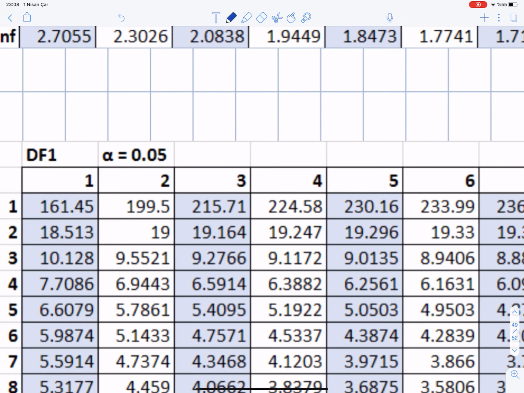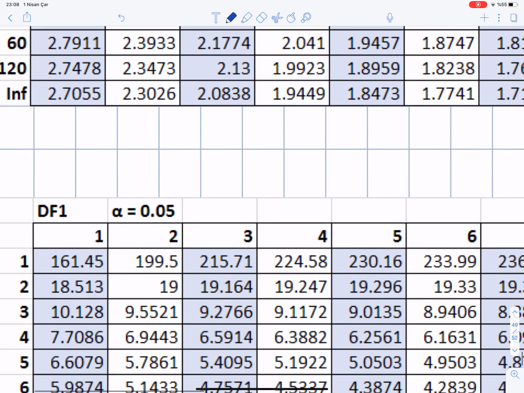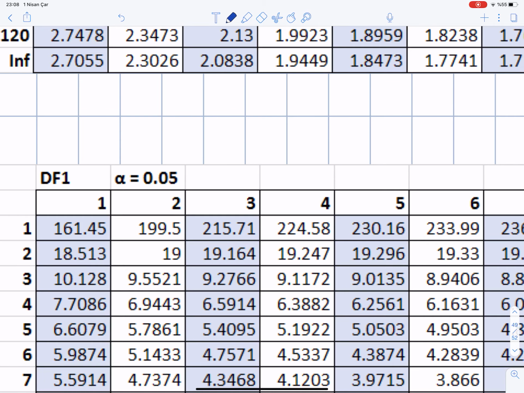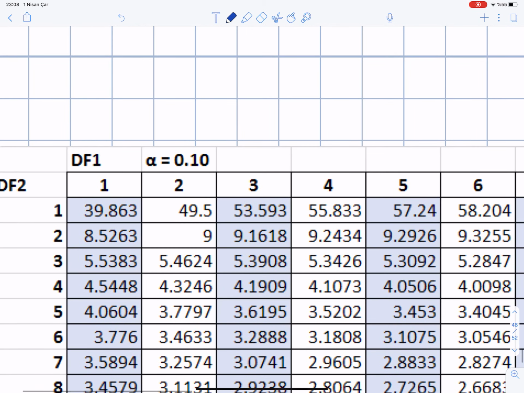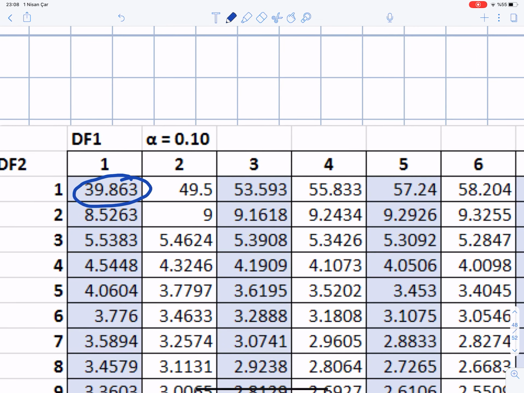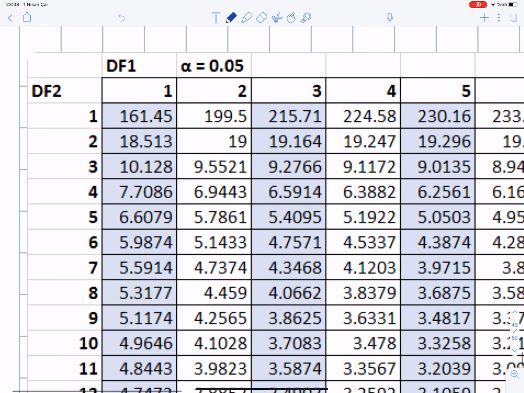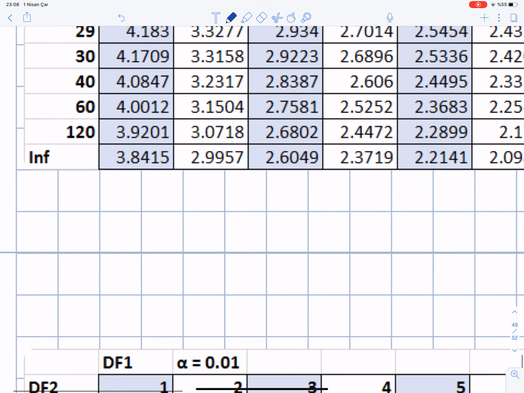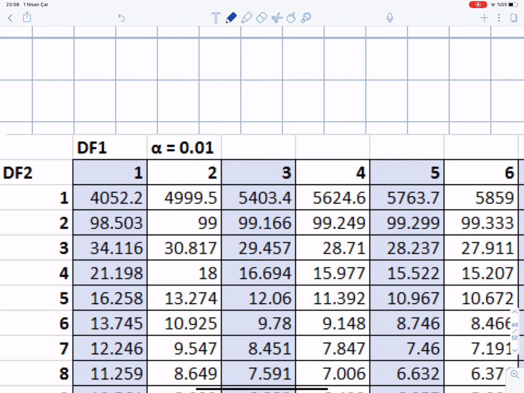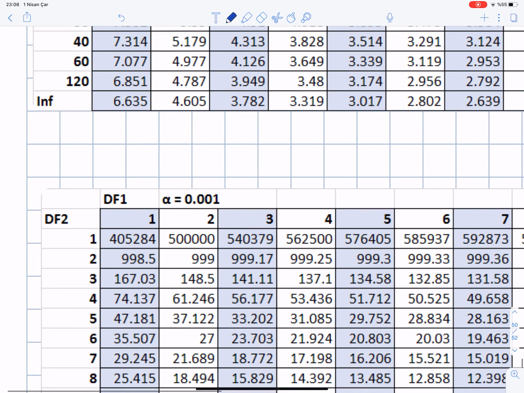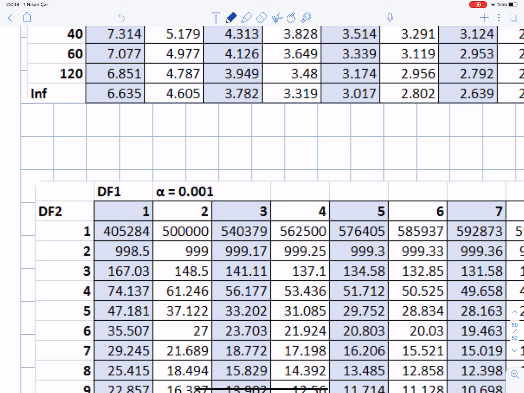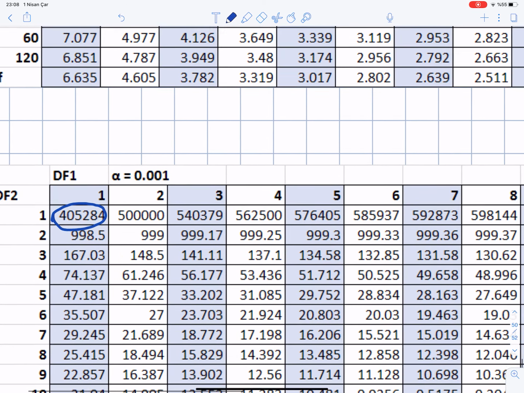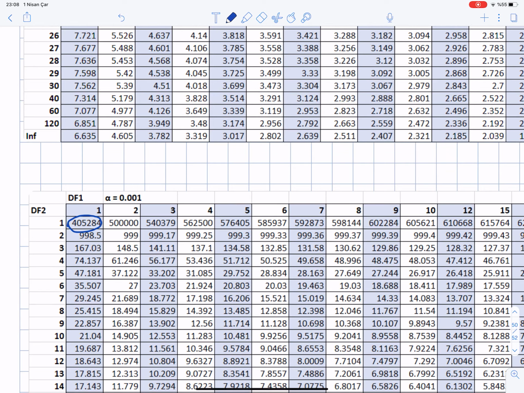If you change the alpha level, the F statistic will increase. See that this is 161.45 and this one is 39. So the first one is 39. As much as you decrease the alpha level, the value will increase. Look at the next one, 0.01. Even the critical value will increase a lot for the first one. This is just an example. And I also have 0.001, and it is an extremely large value. The critical values increase as the alpha level decreases.